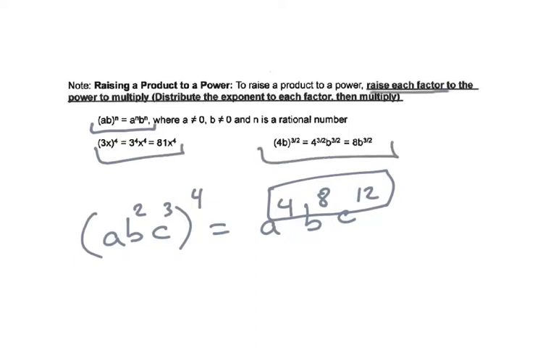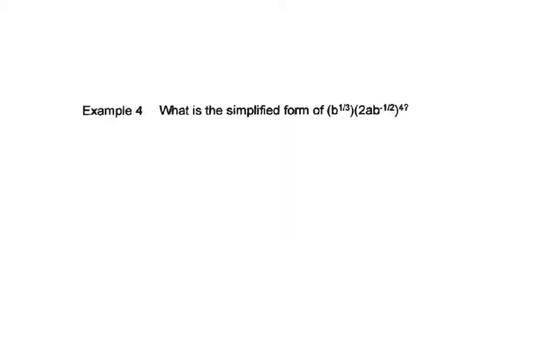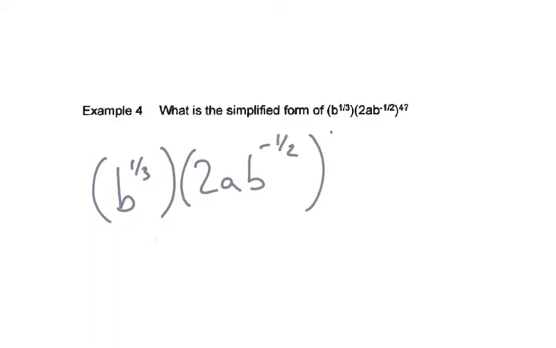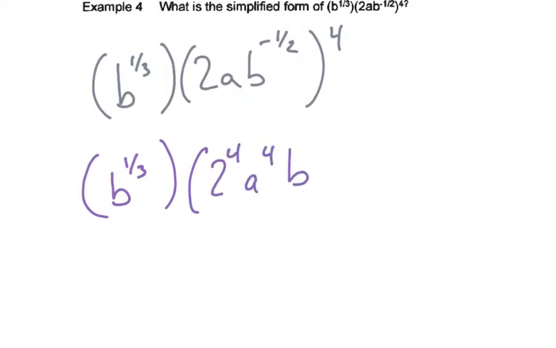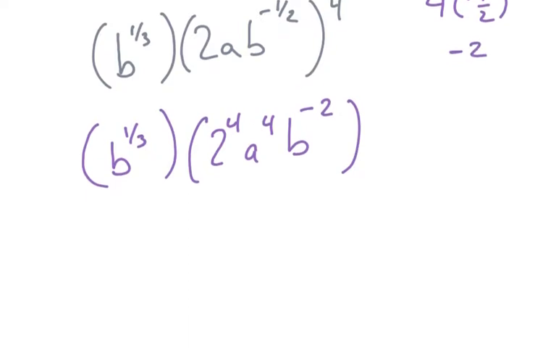Okay, it says raise each factor to the power to multiply. Okay, what is the simplified form of this? Okay, so let me rewrite it. We have b to the 1/3 times 2, ab to the negative 1/2 raised to the 4th, and this becomes b to the 1/3 times 2 to the 4th, a to the 4th, times b to the negative 2. And if you're wondering how I got negative 2, I just did 4 times negative 1/2, which gives me negative 2. And then we'll clean it up.